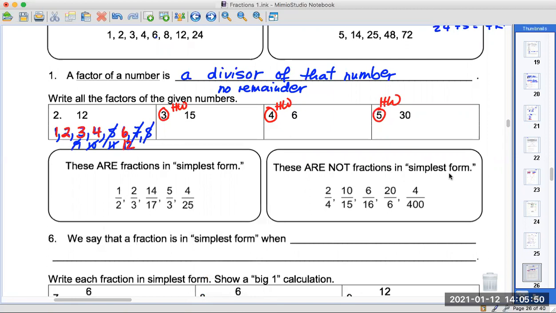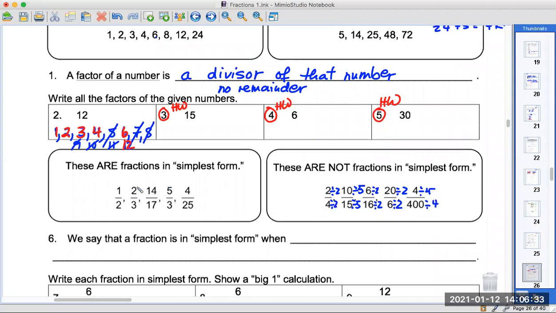Okay, these are not fractions in simplest form because you can divide. Look, 2 and 4, you could divide top and bottom by 2. 10 and 15, not simple because you can divide by 5. 6 and 16, you can divide by 2, top and bottom. That's another, dividing by 2. Actually, this one you can divide by 4 even, because 4 goes into 4. So they're not in simplest form.